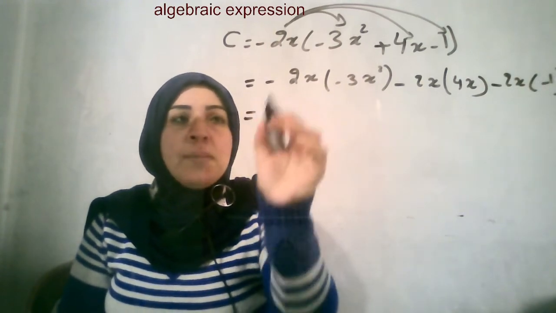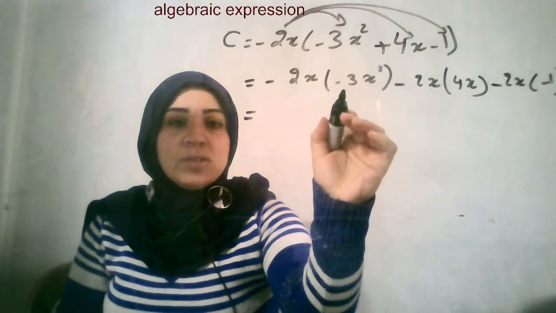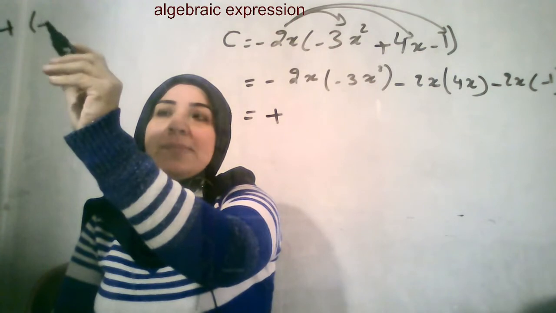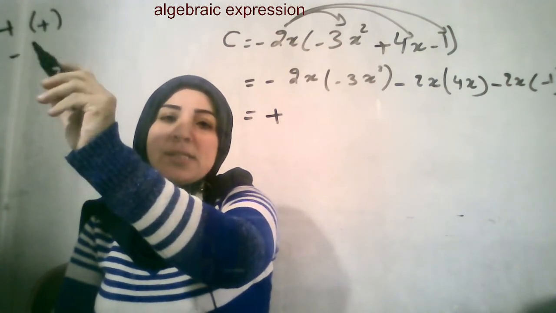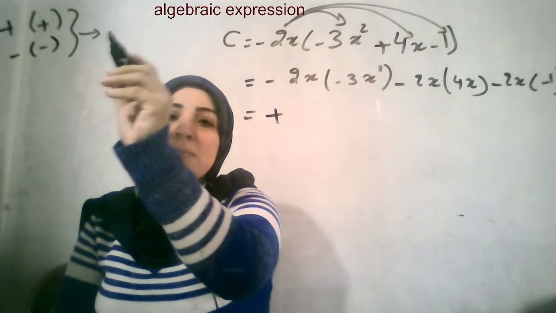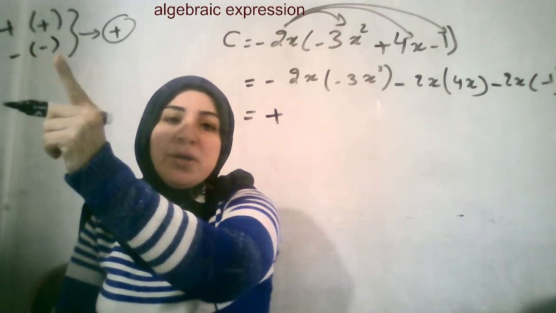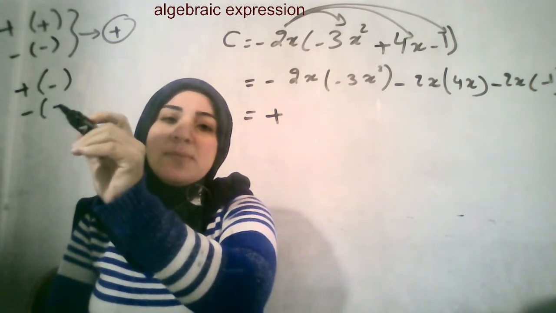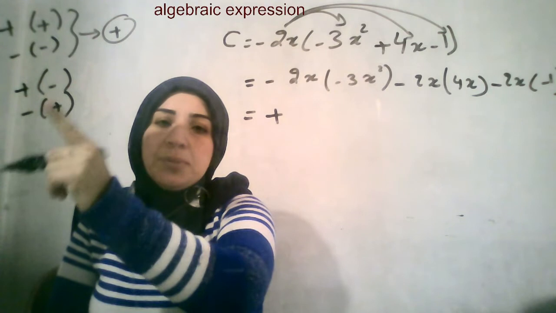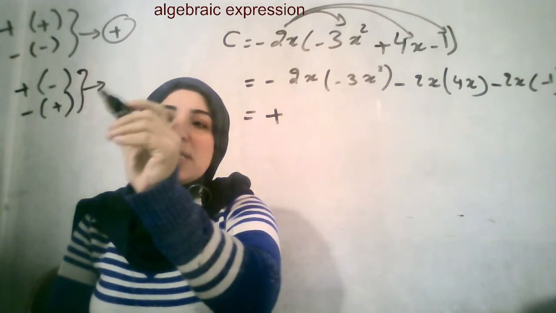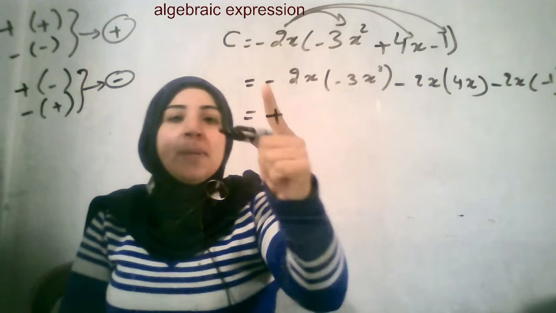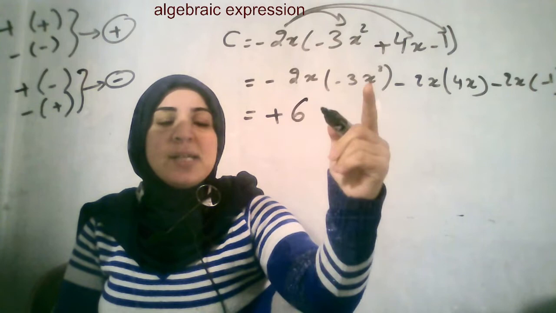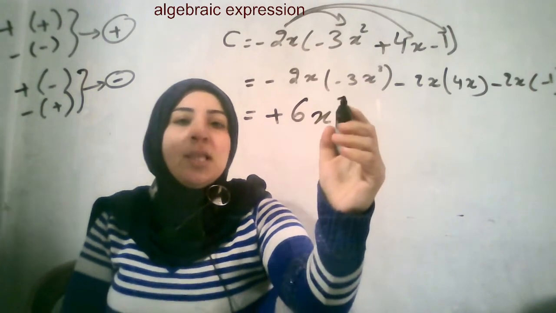How to solve it? Minus multiplied by minus, so it's a plus. We know that if we have the same sign multiplied by each other, minus or plus, their answer should be positive. We have here an even number of negative signs. Why? Plus multiplied by a minus or minus multiplied by a plus, we have an odd number of negative signs, so the answer will be negative. Minus times minus is a plus. 2 times 3 is 6, and x times x power 2 is x to the power 3.